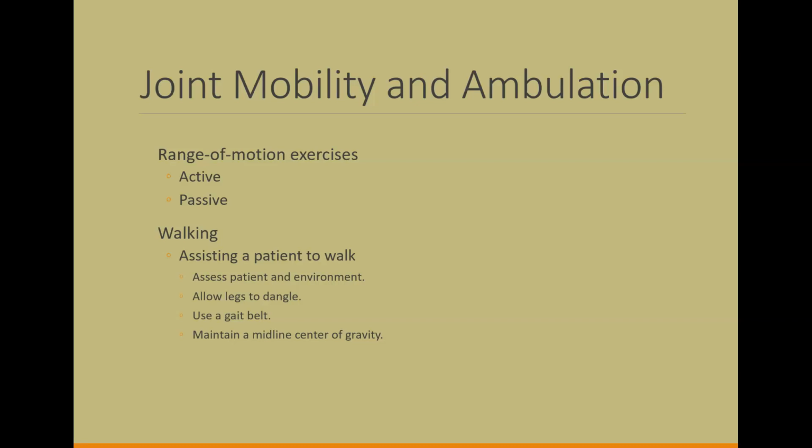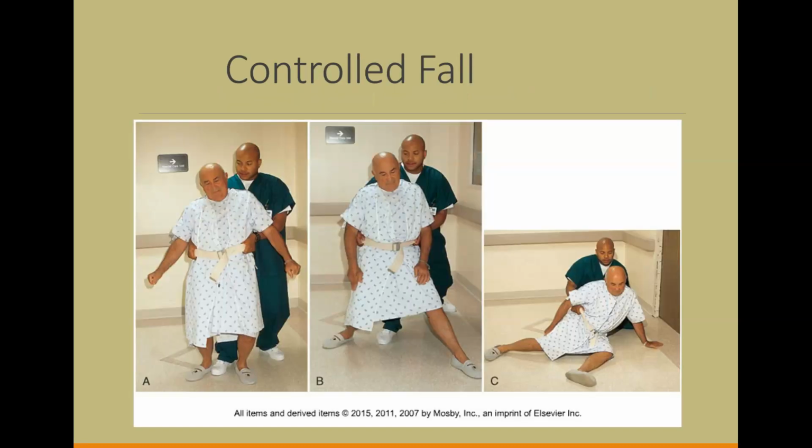You need to allow the legs to dangle so they won't get weak. Like if you're sitting them up, you don't want them to get postural hypotension, so you will let them just dangle for a second prior to them standing. You can also use a gait belt in order to transfer them from one chair to another, and then maintain a midline center of gravity.